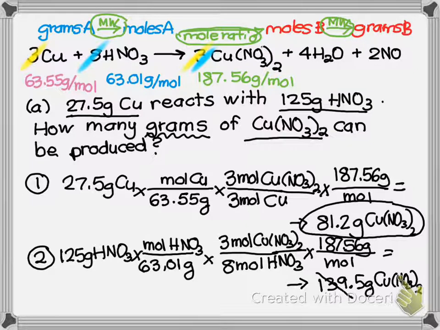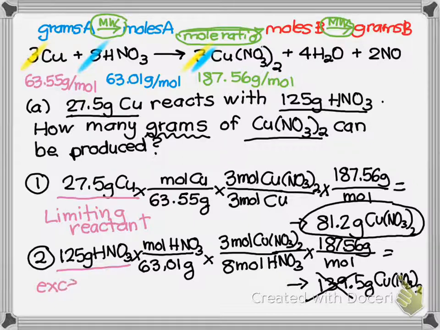And this number basically is not part of the answer. The only reason I had to calculate it was to be able to compare the two reactants. So the answer is 81.2 grams of copper nitrate. And to identify, the copper in this example is the limiting reactant, and it would get completely used up. And then the nitric acid, there would be some remaining, and this is what we call our excess reactant.